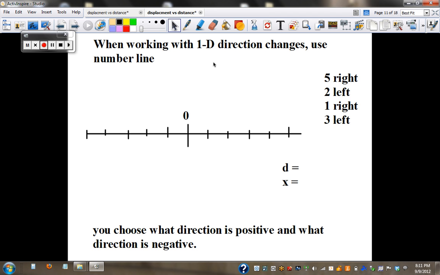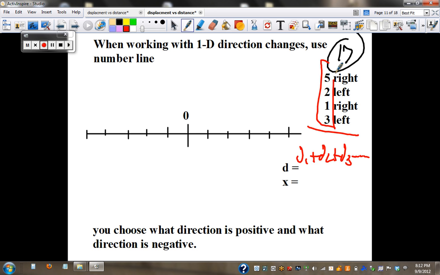And in this first example, this is on page 17. I just want you to watch, and this is just a little model that I did in class. 5 to the right, 2 to the left, 1 to the right, 3 to the left. First thing you should be able to do is solve for the distance right now. The formula for distance is distance 1 plus distance 2 plus distance 3, and so on. You just add them up. 5 plus 2 plus 1 plus 3 is 11.